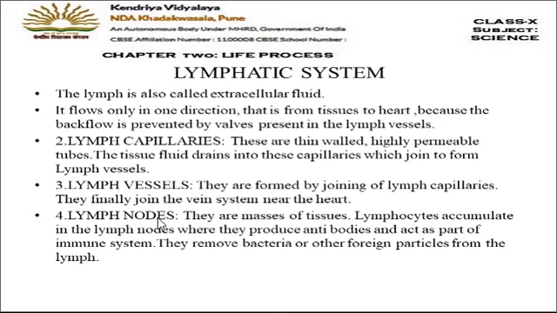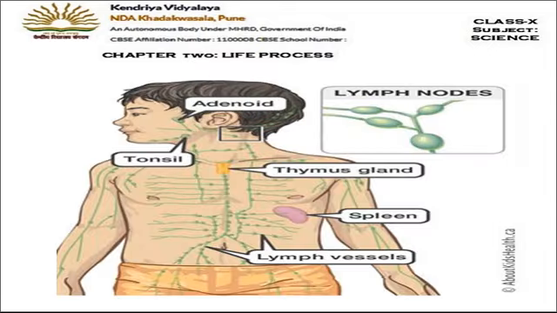Now the next important topic is lymph nodes. What are lymph nodes? In the diagram you have seen, let me show you the diagram on the next one. So this is the lymphatic system. Here you can see some node like structures, these swollen parts. These are called the lymph nodes.